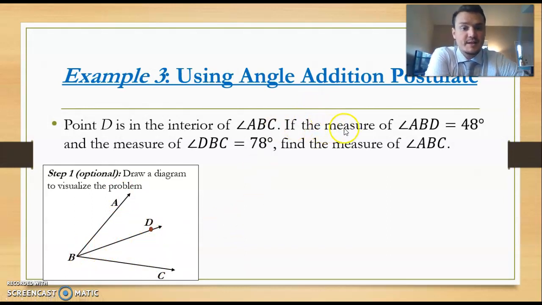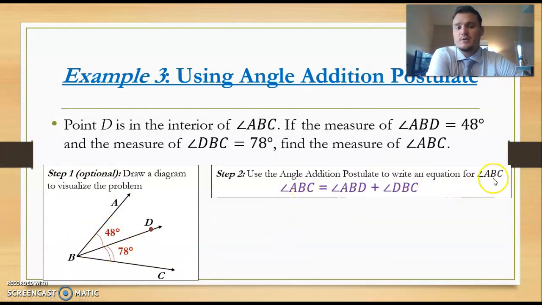Now the problem up here says if the measure of angle ABD, so ABD is this angle right here, is 48 degrees and the measure of angle DBC is 78, we want to find the measure of ABC. So ABD is 48, DBC is 78. If we want to know what ABC is, well, it's made up of this whole angle. So using the angle addition postulate, we can write this equation that angle ABC should be equal to ABD plus angle DBC. This is what the angle addition postulate basically allows us to write.